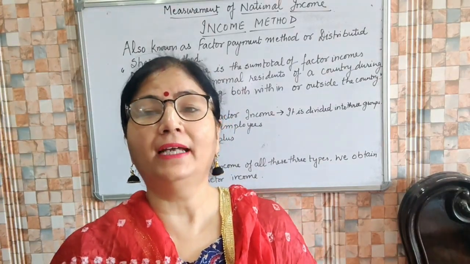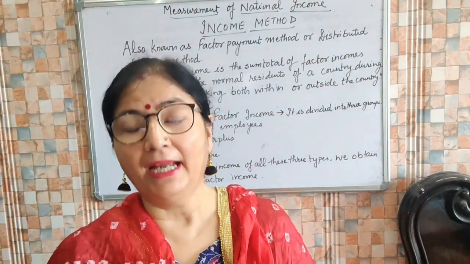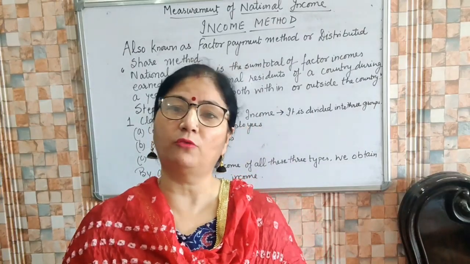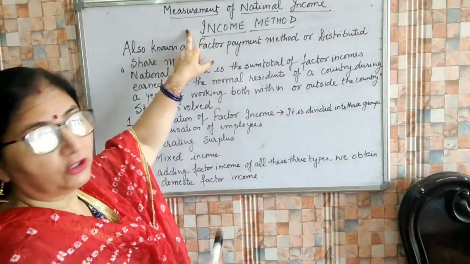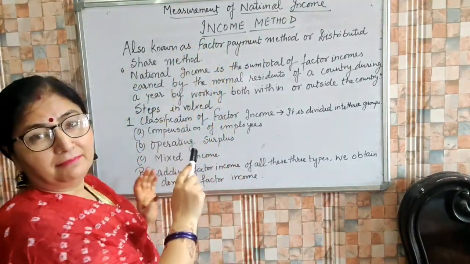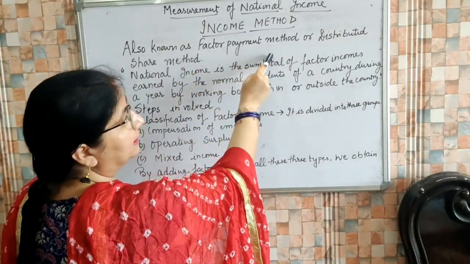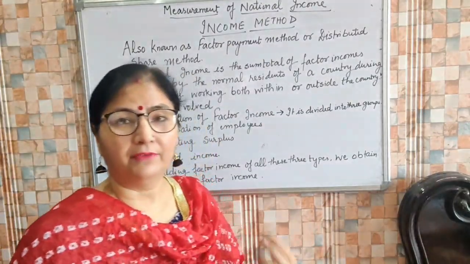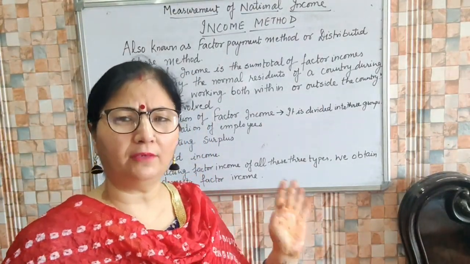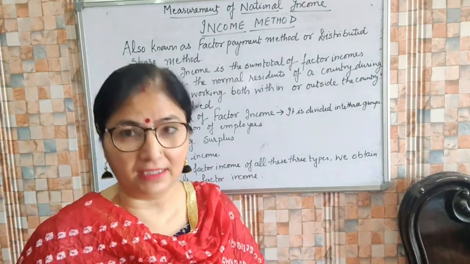As we all know that there are 4 factors of production: land, labor, capital and enterprise. And every factor earns its remuneration through the services provided by him or her. Okay. So, measurement of national income method is there, and it is also known as factor payment method or distributed share method. Means चाहे हम rent, wages, interest, profit, whatever we are doing for that, we are earning a certain amount of income for that.